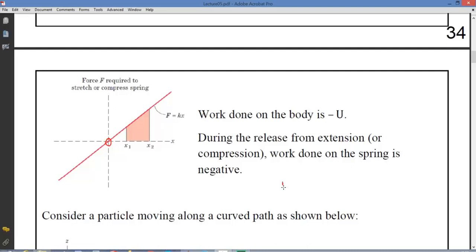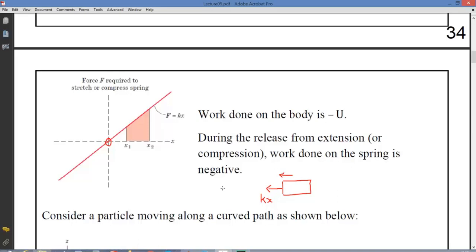So if you release this body, as the spring is already pulling it, this is extended first, and the spring is pulling it by kx at that instant, and the body, as you release it, starts to move in the same direction. Now the work done on the body by the spring is positive during the release.